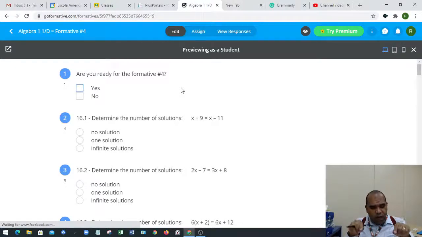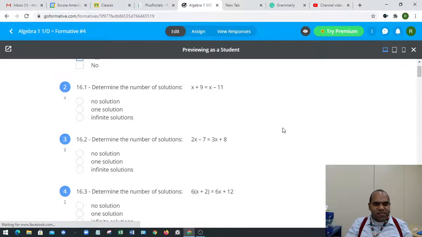And here, right now, I solve with you guys the formative number 4, so you can be ready for the summative. Great. Let's do it right now. Are you ready for the formative number 4? I hope so. Determine the number of solutions: x plus 9 equals x plus 11.